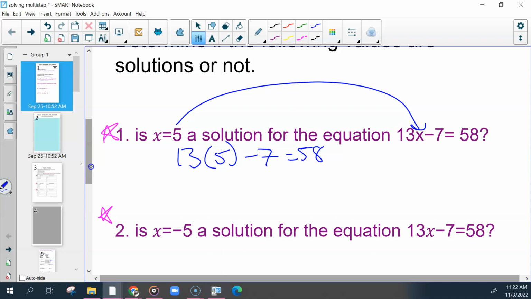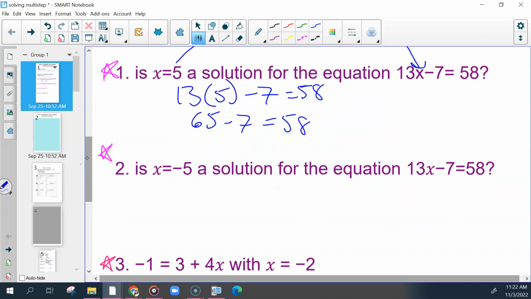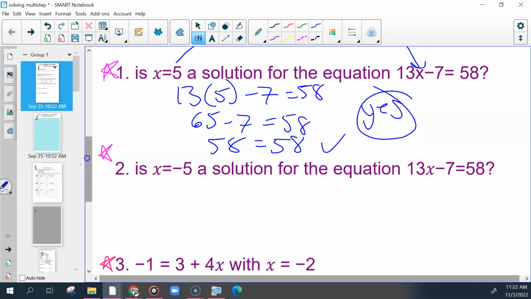13 times 5 would give us what? 65. And then if we subtract 7, what would that be? So because these are the same at the end, we can say this is a solution. Or this is the solution, it works. So when we test this, we're trying to get a true statement at the end. 58 equals 58, that is a true statement.